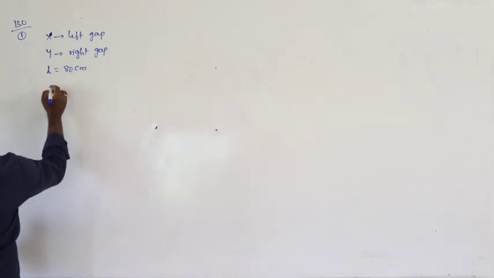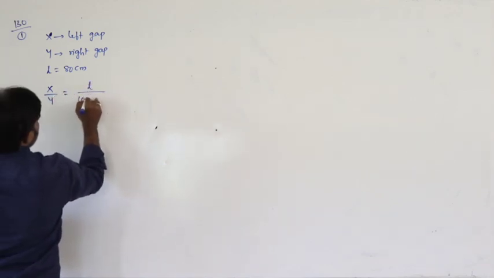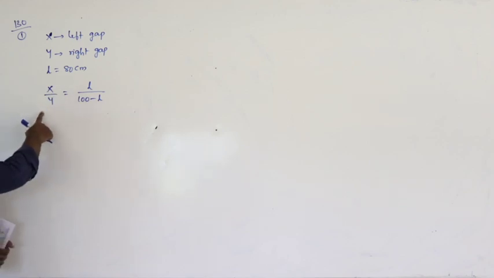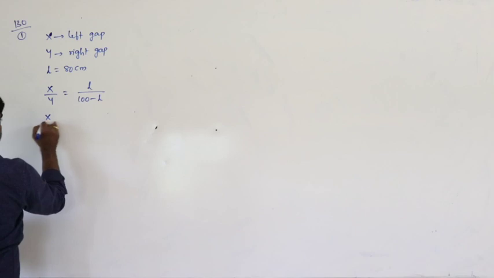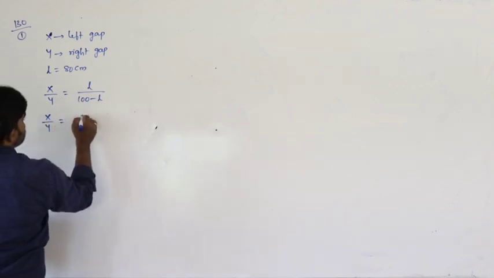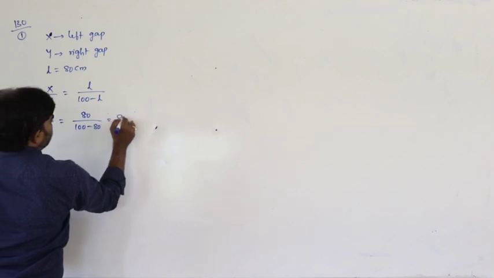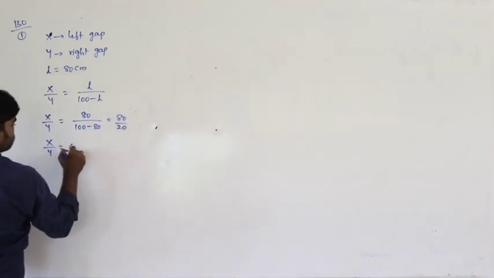So from the definition we can write x by y is equal to L by 100 minus L. Resistance in the left gap divided by resistance in the right gap is equal to balancing length by remaining length. Therefore, x by y is equal to 80 divided by 100 minus 80, so 80 divided by 20. So x by y is equal to 4.